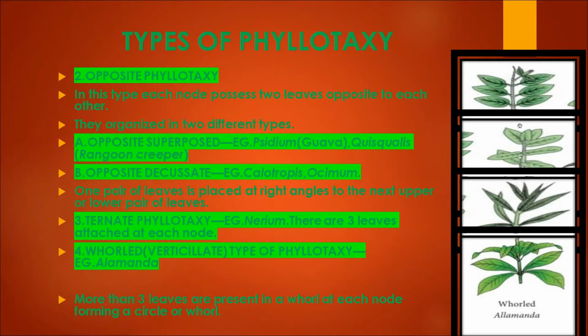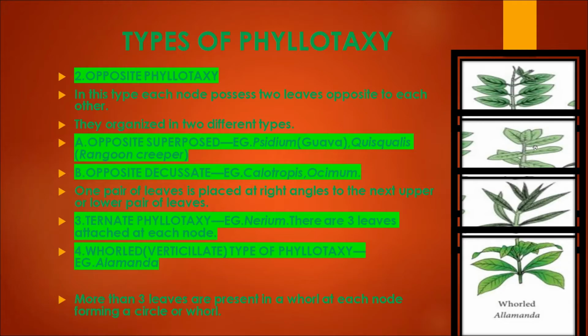Similarly, the next type is called opposite decussate. Example Calotropis erkanjari or Ocimum tulasi. Here one pair of leaves is placed at right angle to the next upper pair as well as the lower pair of the leaves. This is called opposite decussate.